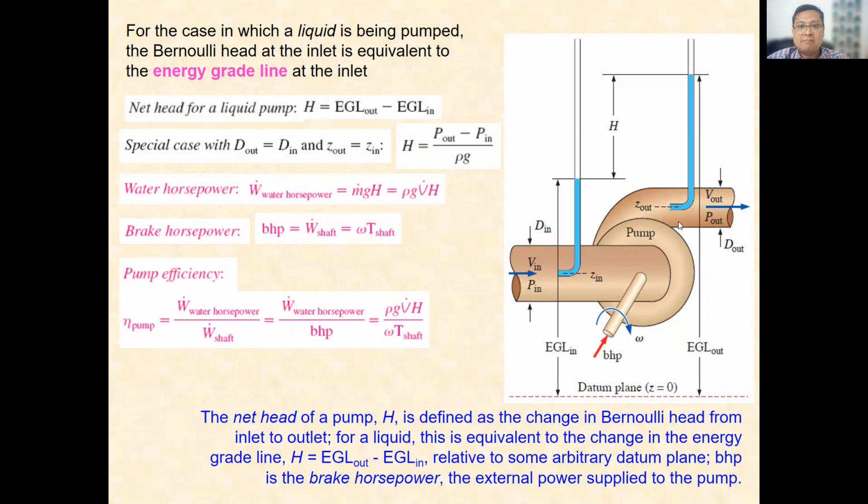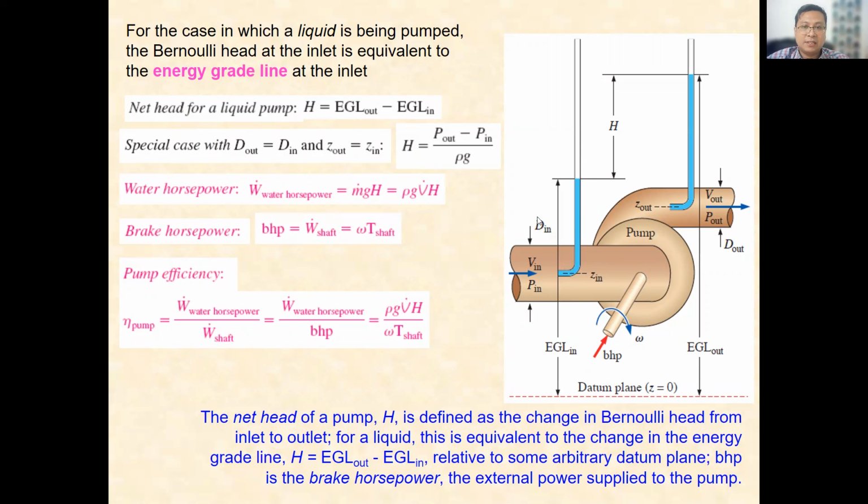So maybe the pump already provides the piping system, then we can consider the elevation change already, and then the diameter change already. If we consider piping provided after the pump, that one is a different condition. So this one is considered only different pressure.